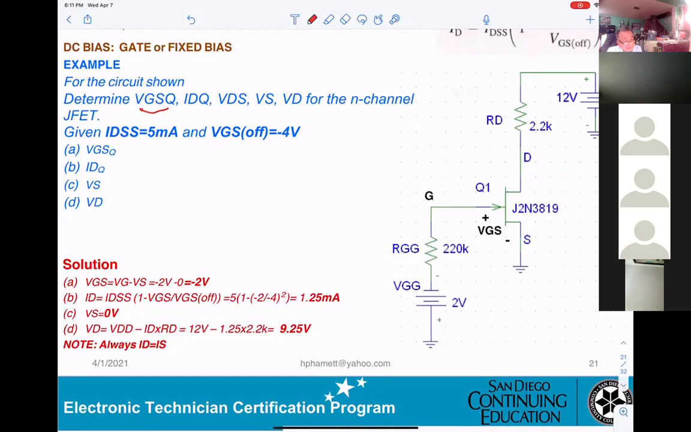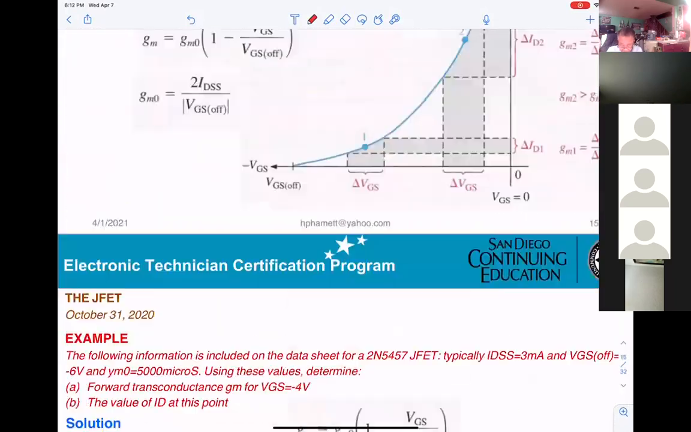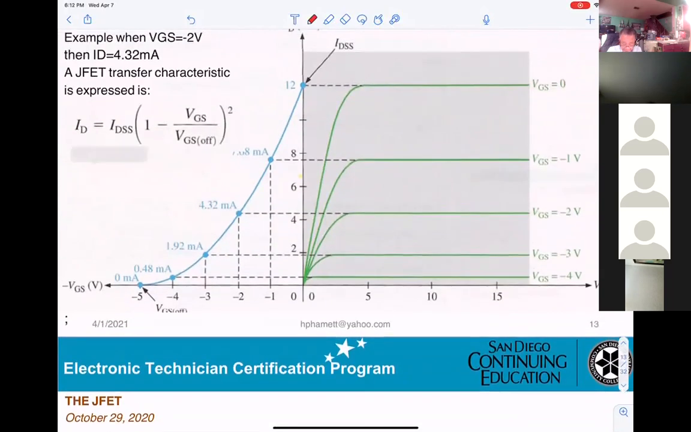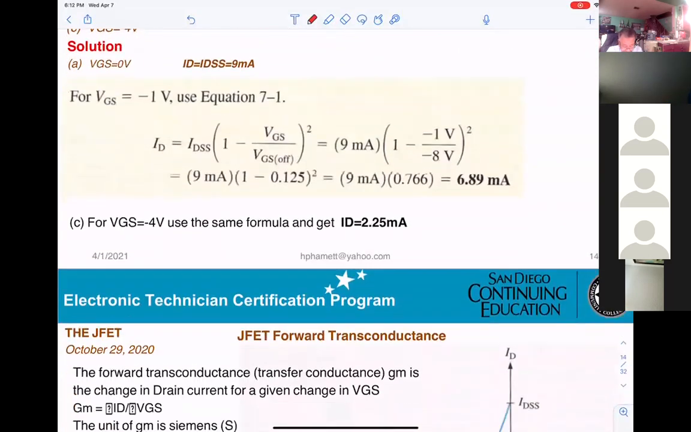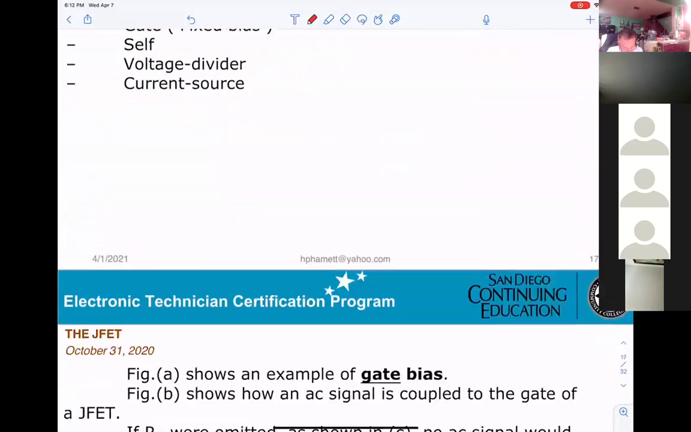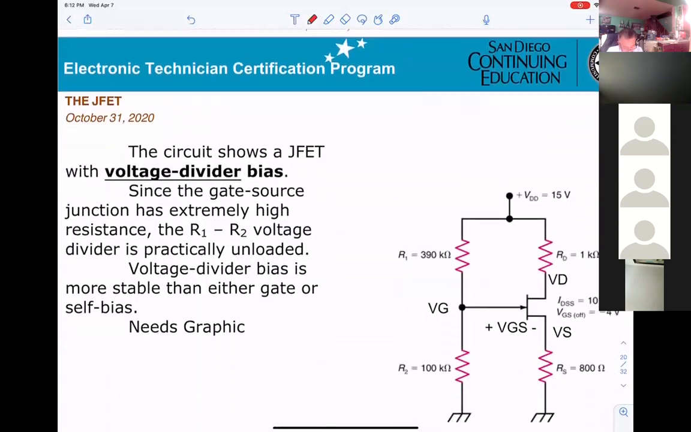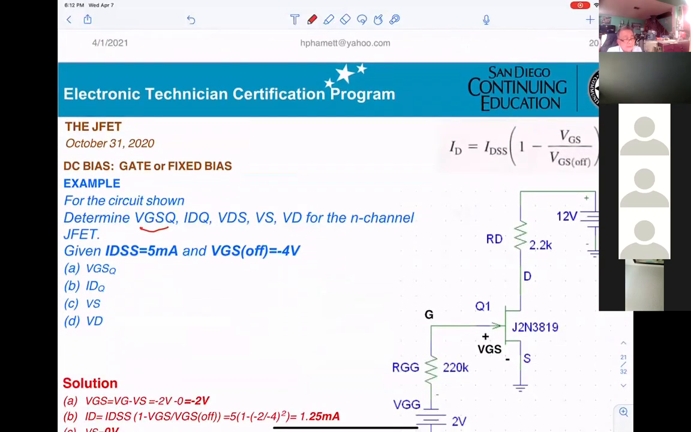That means at any point, I will go back to that one to show you. Any point in here, they get a Q point, if they draw the load line. So when they get, let's say, VGSQ, that means VGS at the certain point. IDQ, the same thing. VDS, VS, VD.